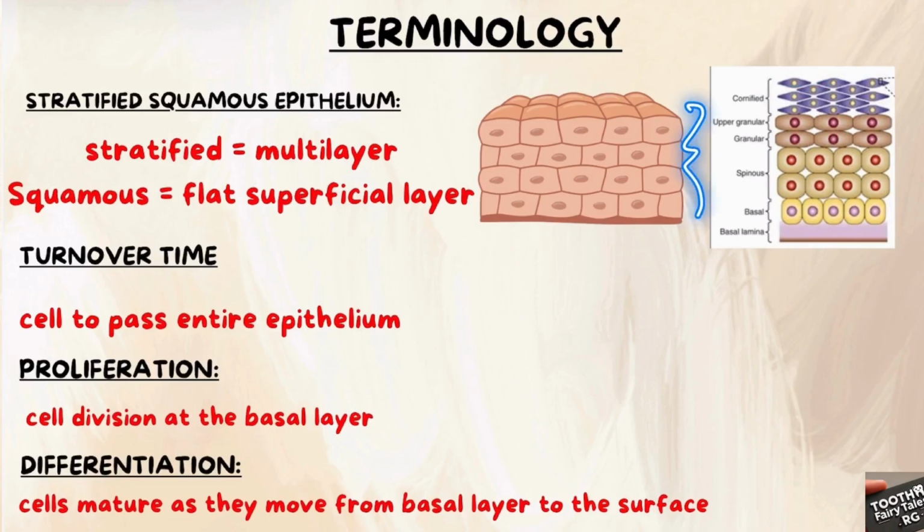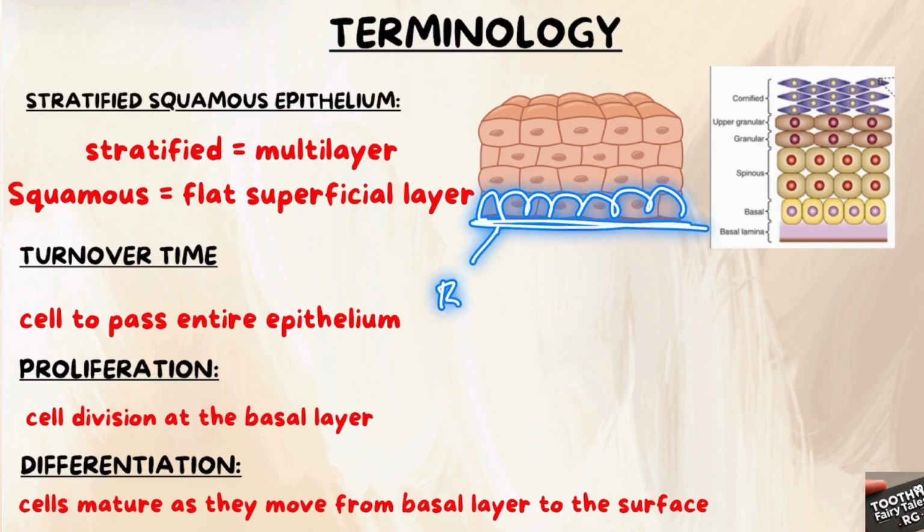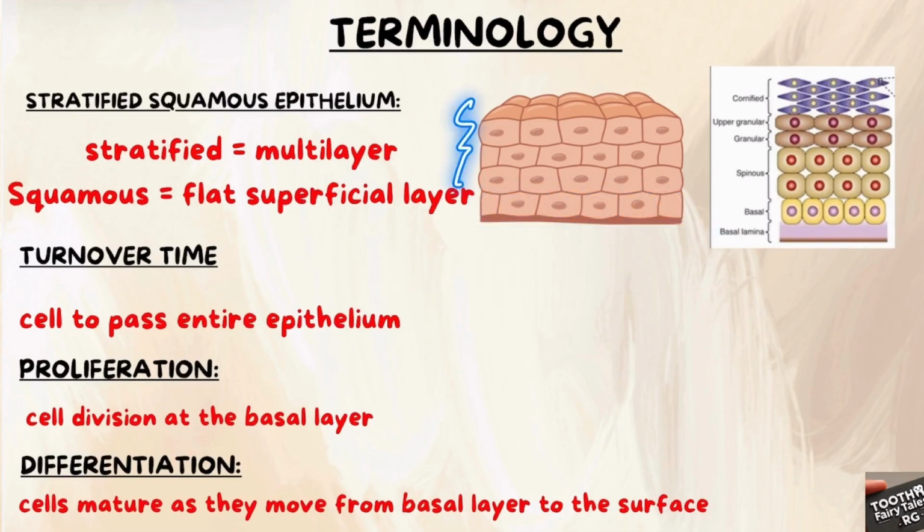So in this type of tissue, only the bottom layer of cells is attached to the base, and this base is known as basal lamina. Other layers are sitting on top of each other. Gingival epithelium is a type of stratified squamous epithelium.